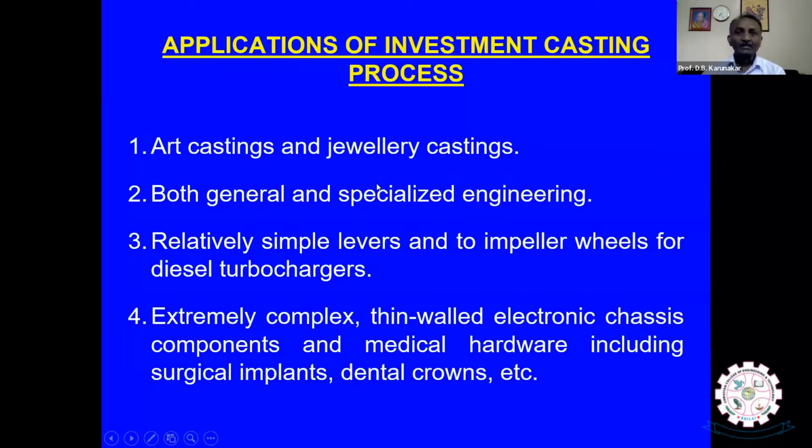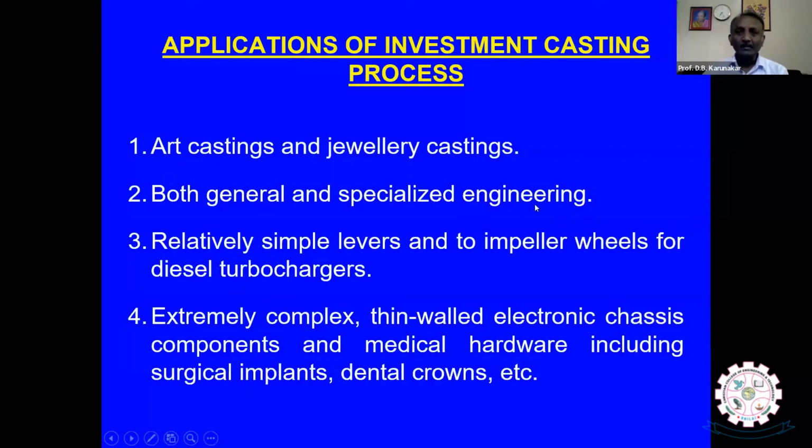Art castings and jewelry castings, that we have already seen. Even today, if we have to make art castings, we have to go for the investment casting process. And what about jewelry castings? Yes, sometimes we go to a jewelry shop and we see big jewelry ornaments. So these are made by investment casting process.